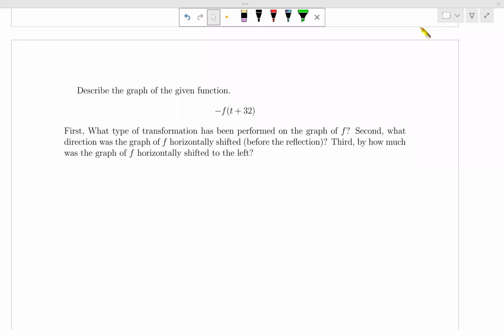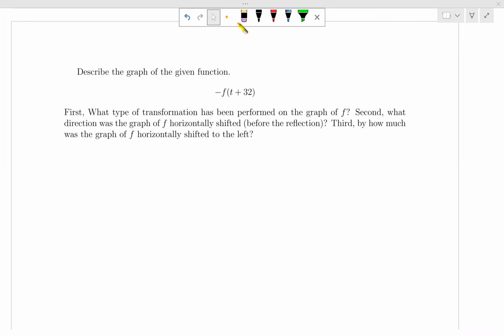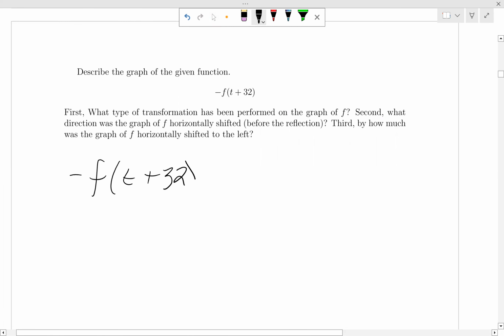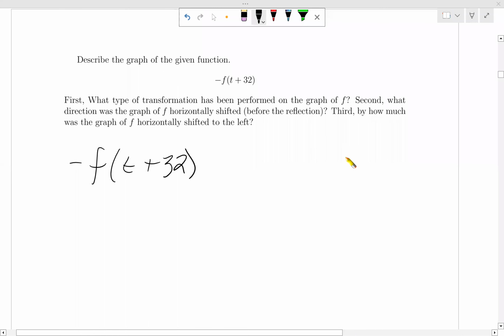Hey, so for this problem, it wants us to describe the function, and the function they gave us is negative f of t plus 32. Give me just a second. So this problem wants us to describe the graph. So we have this plus 32 on the inside, and we have this negative right here.